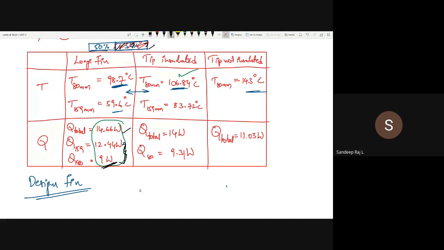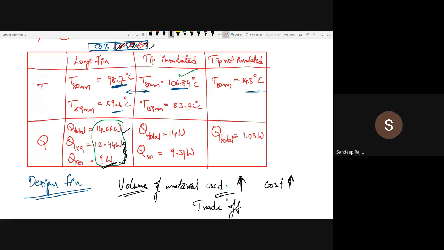So based on the volume of material used, you will actually decide upon the size of the fin. It is not just the q value or T value, but based on the volume of the material that you are going to use, you have to decide in reality, because that will escalate your cost. It is not just the performance that is required, it is also the cost that matters. So keeping these things in mind, you will get something called a trade-off. Once you get this trade-off, you'll be in a position to decide which one is the best that will suit your case.